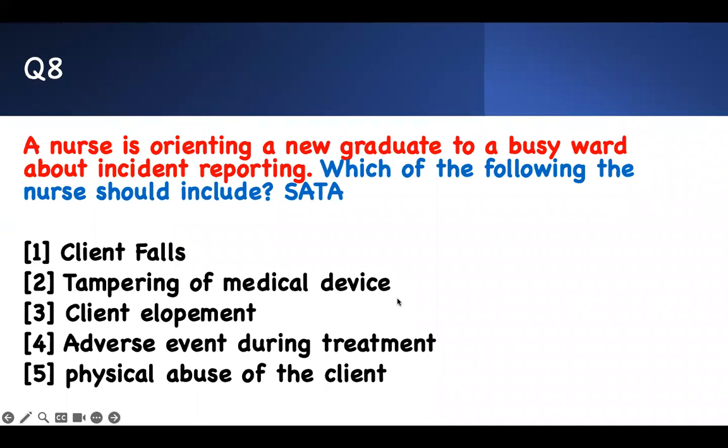A nurse is orienting a new graduate to a busy ward about incident reporting. Which of the following should the nurse include? What should you include in an incident report, or examples of incident reports? When the client falls, it's a form of an incident report. Tampering with medical record, yes. Client elopement, yes. Adverse event during treatment, you got to include it. Physical abuse, yeah, you got to report it so that we can have a record of it and we can make sure this never happens again. These are all examples of things you have to know for incident reporting.